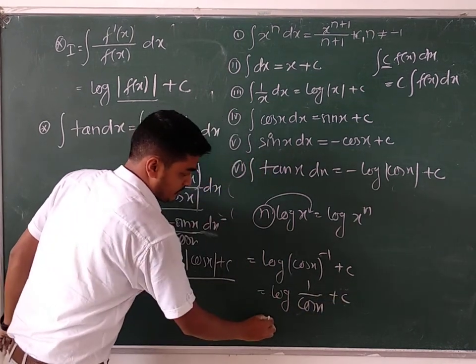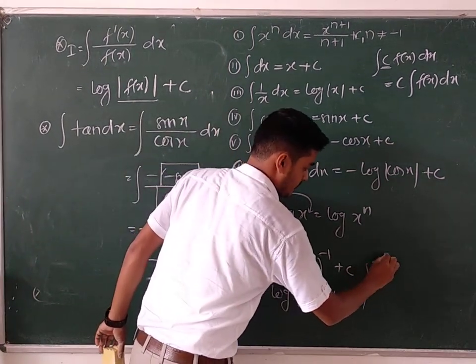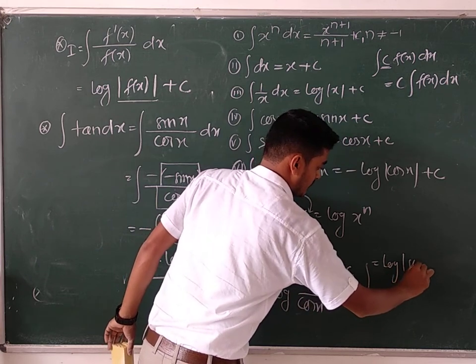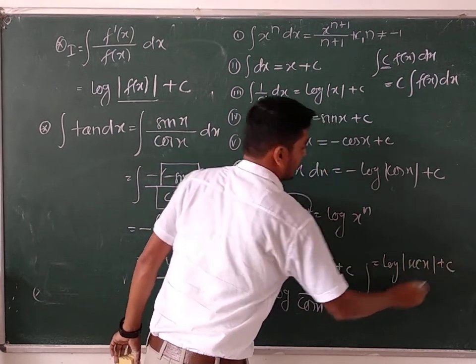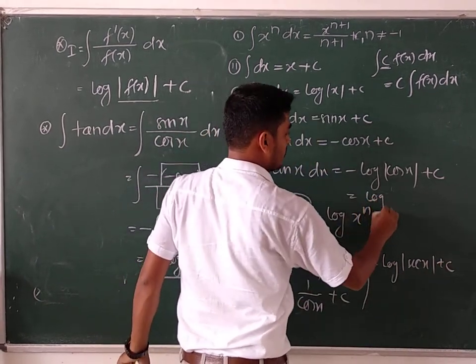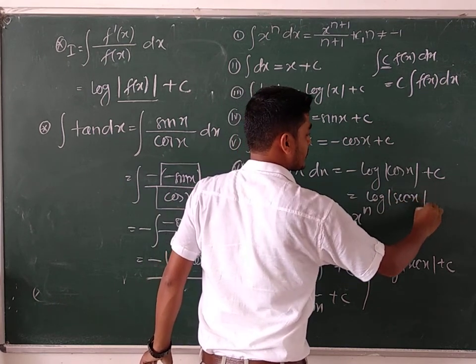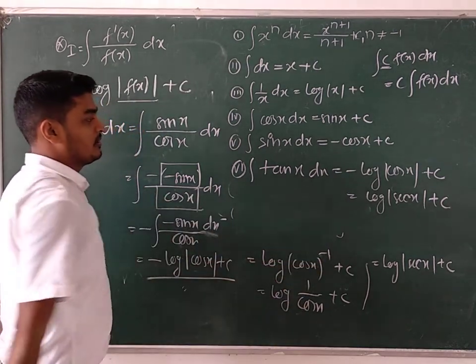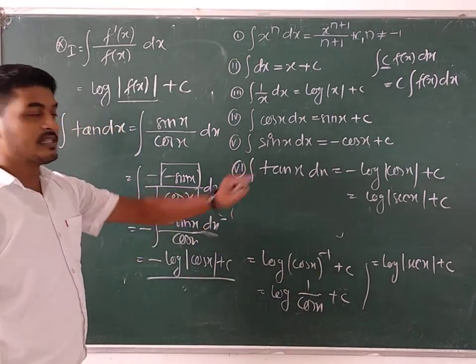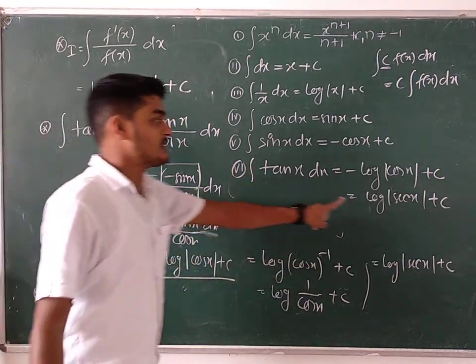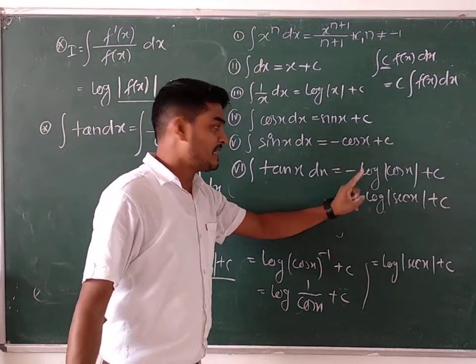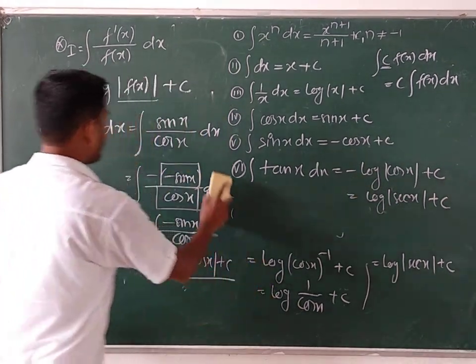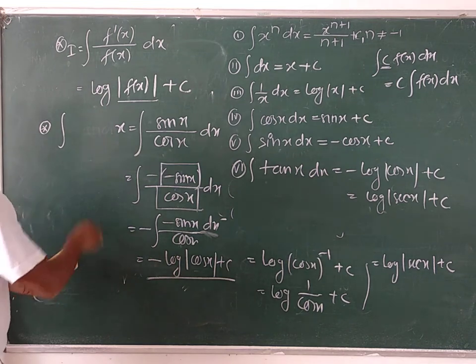And 1 by cos x means what? The answer is log of sec x plus c. That means this expression can be written as log of sec x plus c. Two different formulas are there for this one. So the integration of tan x is log of sec x, or you can say it is minus log of cos x. Okay. Similarly, let us think about cot x.